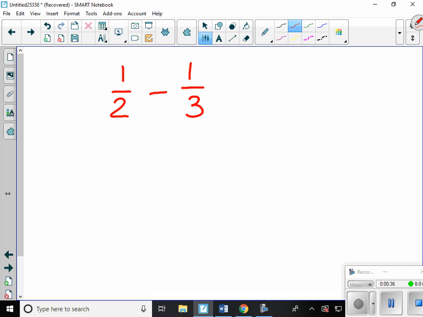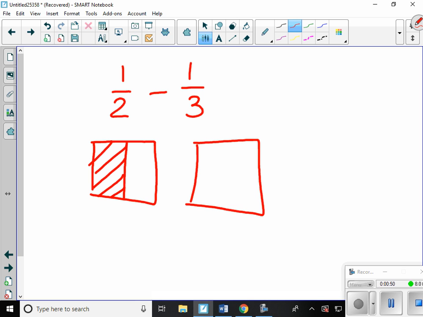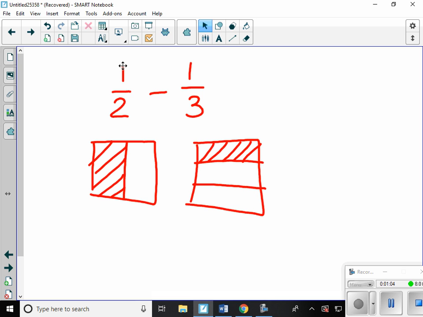I need to make the bottom numbers, the denominators, equal, or I need to make them common, or I need to make them the same. Because if I do my visual, 1/2 and 1/3, I can't really subtract that. Not really. So what I need to do is make them the same. I need to make them common. So the way that we do that using the model, I'm going to take this one and separate that into thirds. This one, and separate it into half.